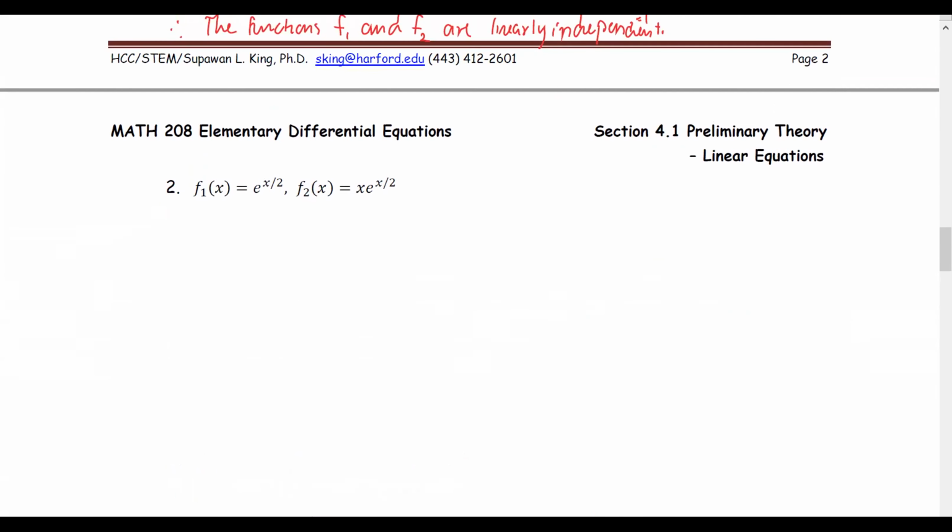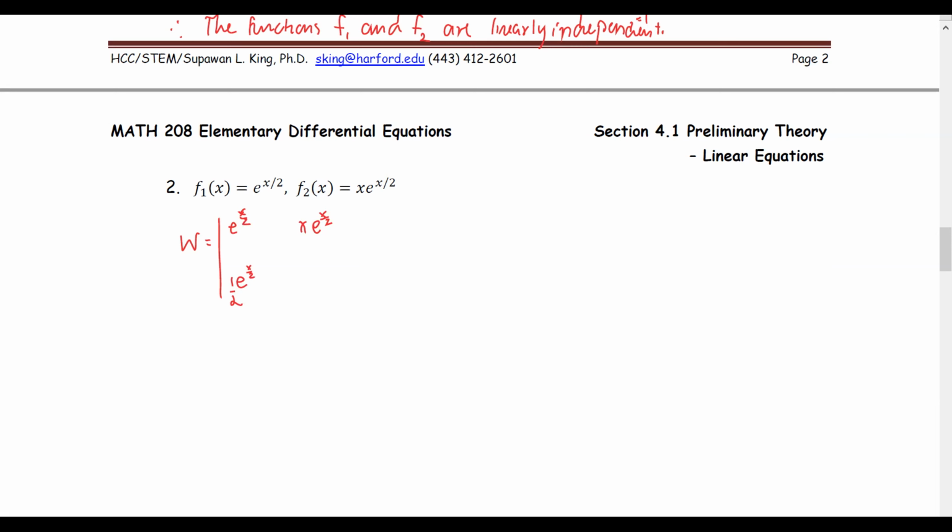Next example, f1 is e to the x divided by 2. f2 is x times e to the x divided by 2. From the Wronskian, W equals the determinant of the 2 by 2 matrix. The first row is the row of the functions e to the x over 2, x times e to the x over 2. Find the derivative to get the second row. For the first function, the derivative is e to the x over 2 multiplied by the derivative of x over 2, which is 1 over 2.